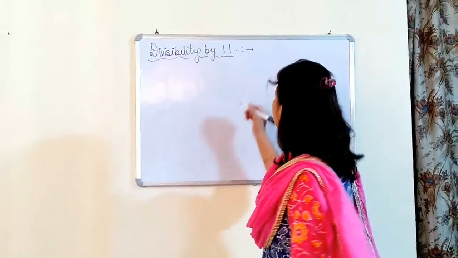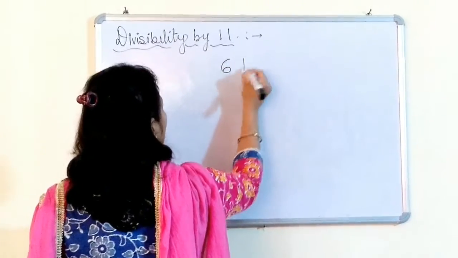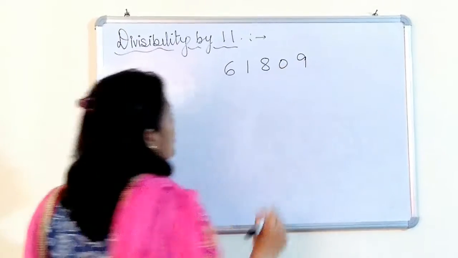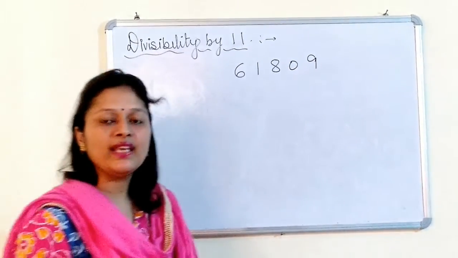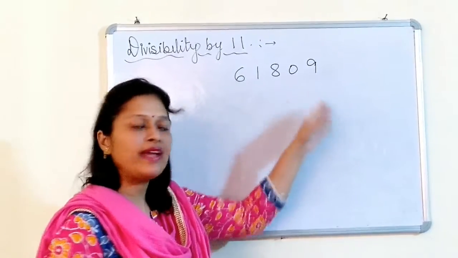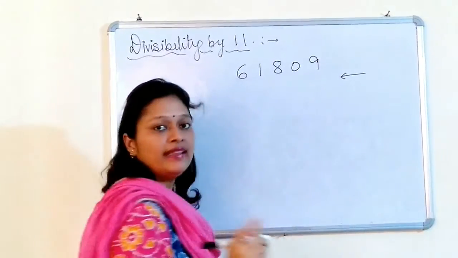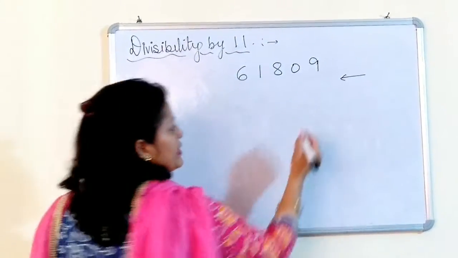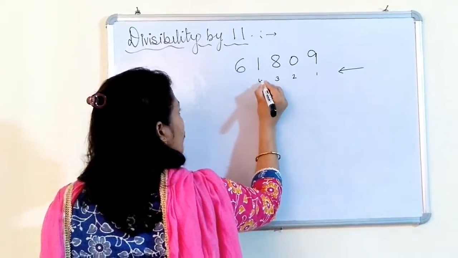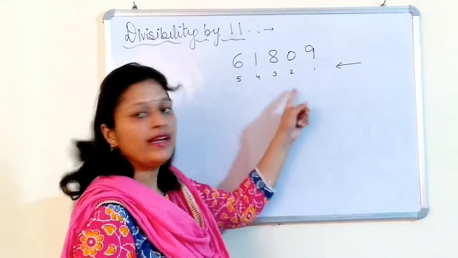Let's see. Suppose the number is 61809. The first thing you need to do is start from the right side. You will check the digits from the right side, then you will number the digits 1, 2, 3, 4 and 5. Like this you will number the digits.